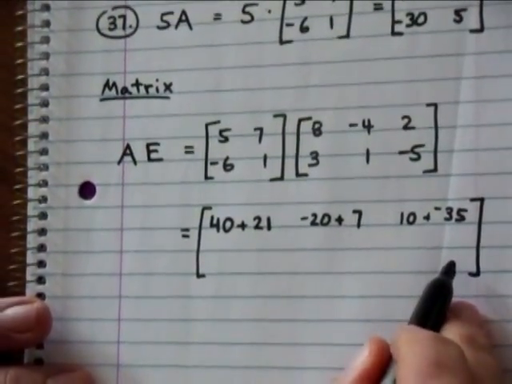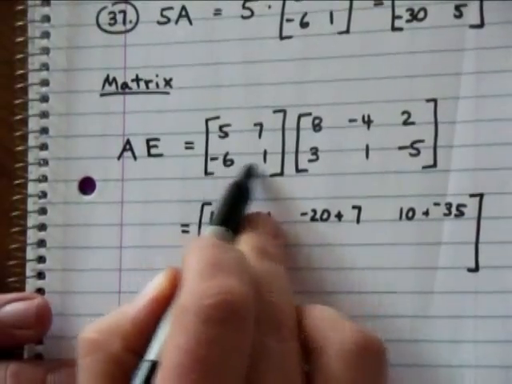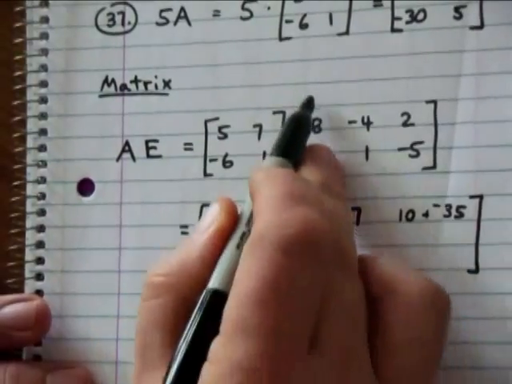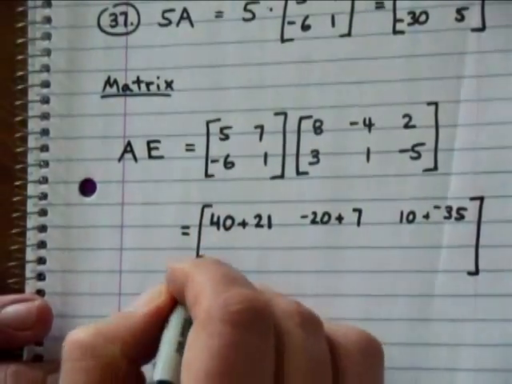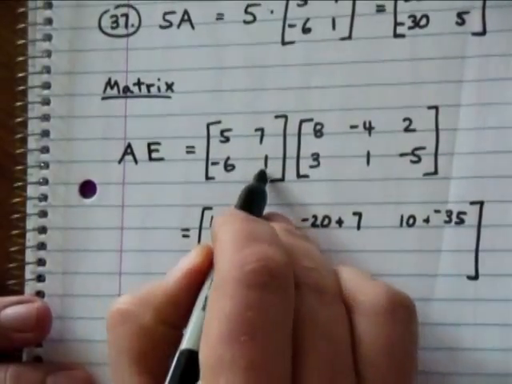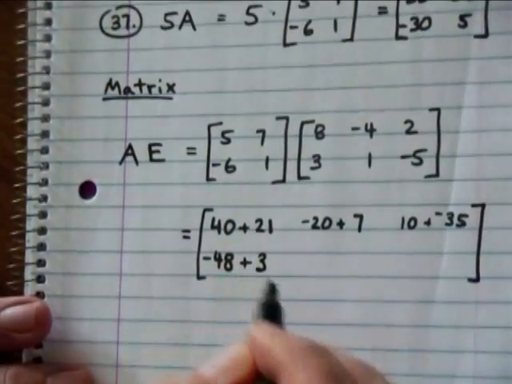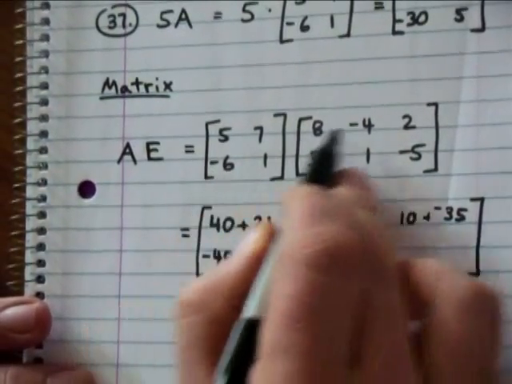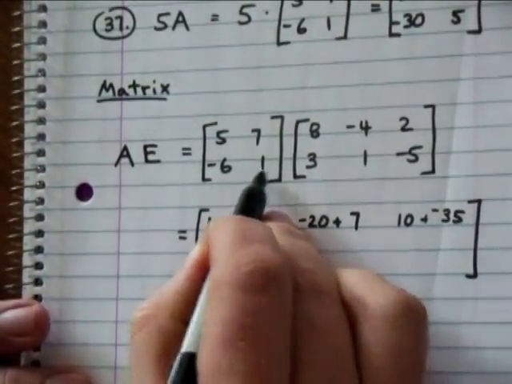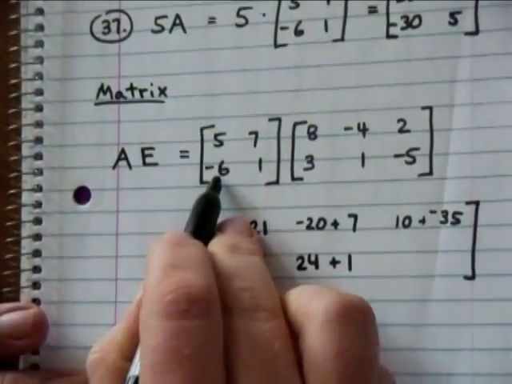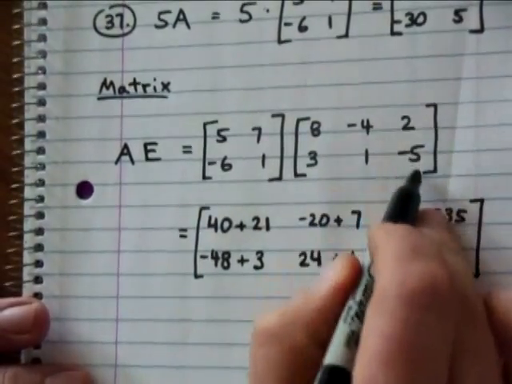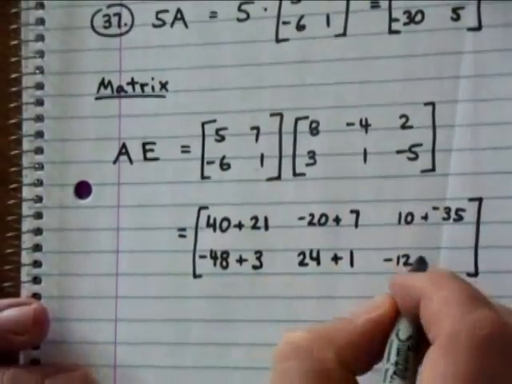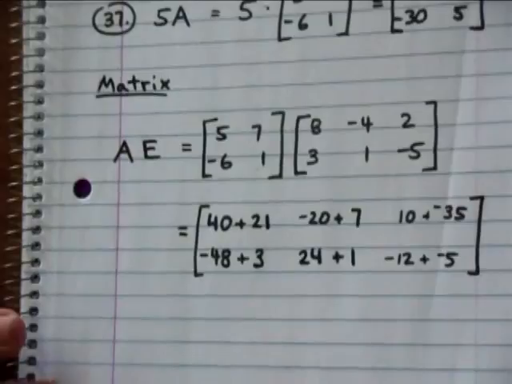But now I need another whole row in the resulting matrix, and that will come from the second row of this original matrix. So take the second row times the first column. So negative 6 times 8 is negative 48, and then 1 times 3 is 3. Then take this second row times the second column. So negative 6 times negative 4 is 24. 1 times 1 is 1. And finally take this row times the last column. Negative 6 times 2 is negative 12. And then you've got 1 times negative 5, which is negative 5.